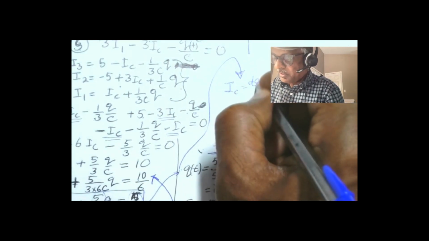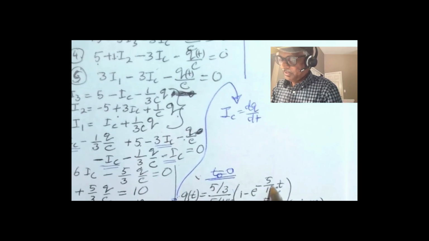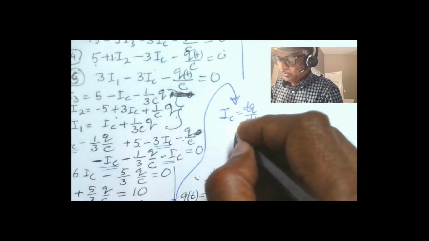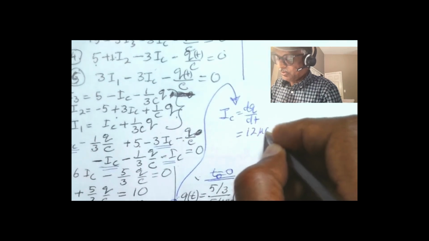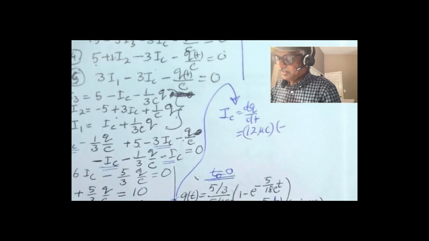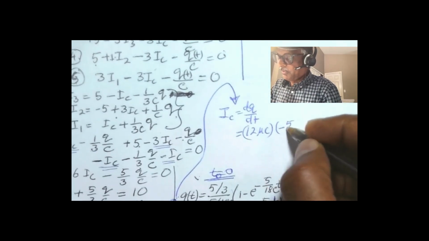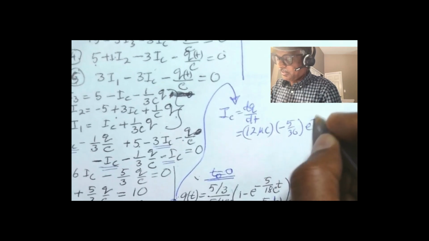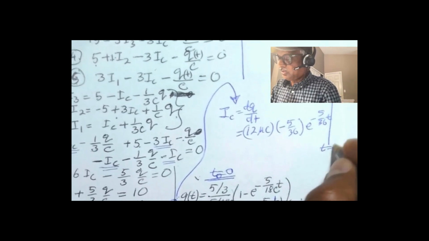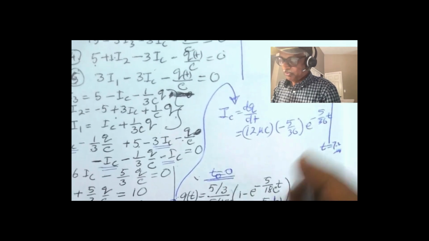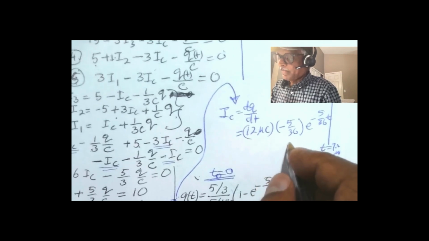IC will be just dq over dt, and then you can see this will come down here. So I'll have 12 microcoulomb times minus 5 over 36 e to the minus 5 over 36 t, and for this whole thing I want to get t equals 7.2 microseconds. The previous numerical thing you can work out.